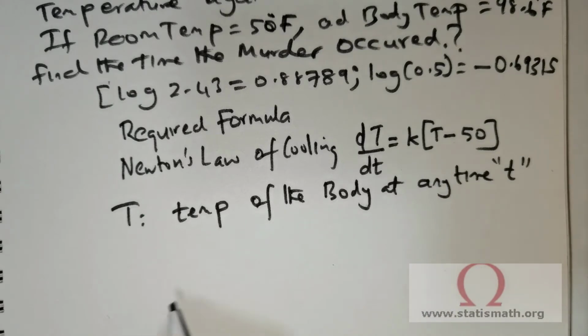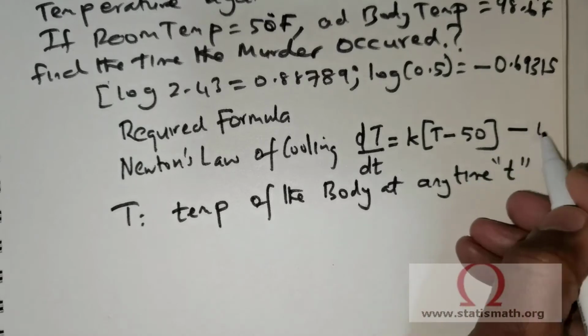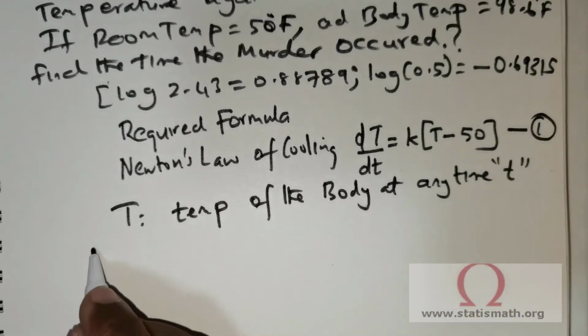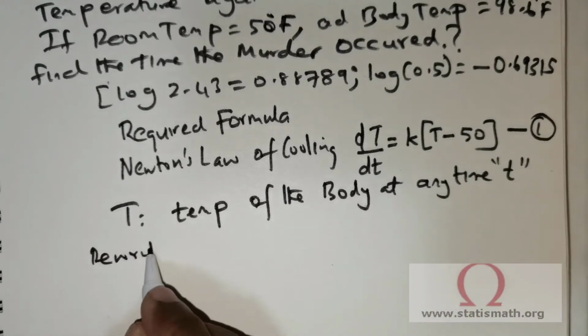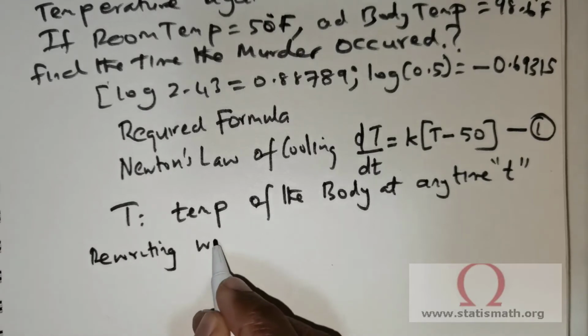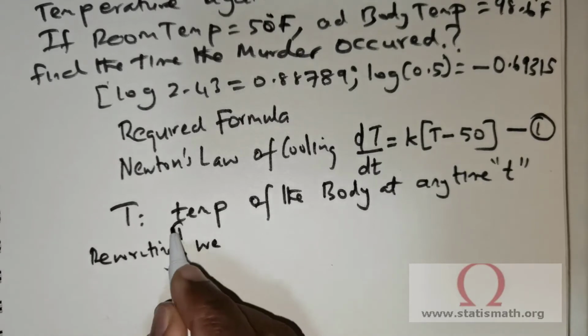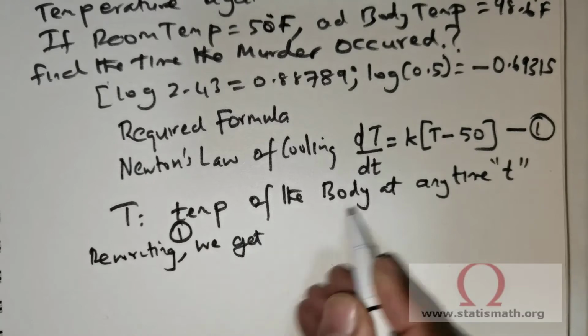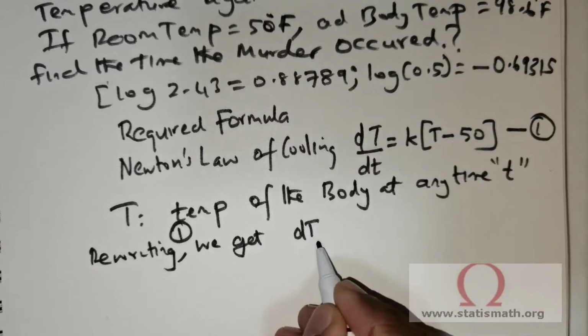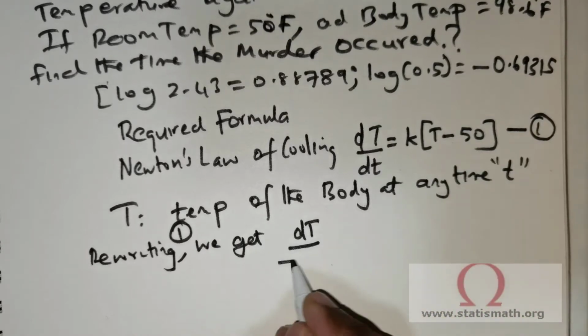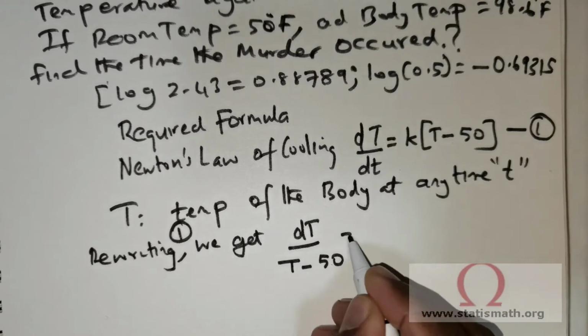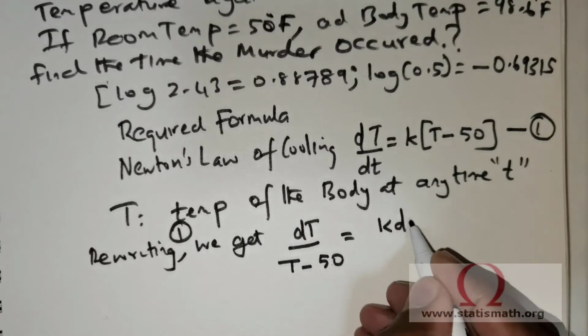Now the question is, we would have to use this and then find the time at which the murder was committed. So let me take this as 1. Rewriting 1, what I'm going to do is place dt on the right and move this down. So it's going to be dT divided by (T negative 50) is equal to K times dt.